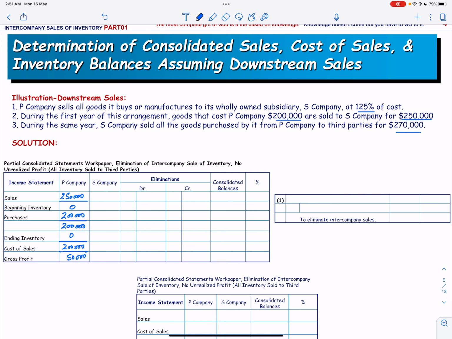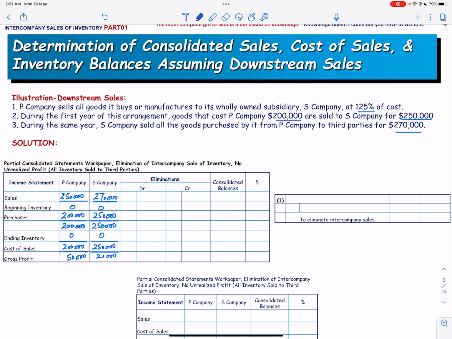Regarding S company, the sales is 270,000. The beginning inventory is 0. The purchases are 250,000, so the cost of goods available for sales is 250,000. Ending inventory is 0, so the cost of sales is 250,000 and the gross profit is 20,000.